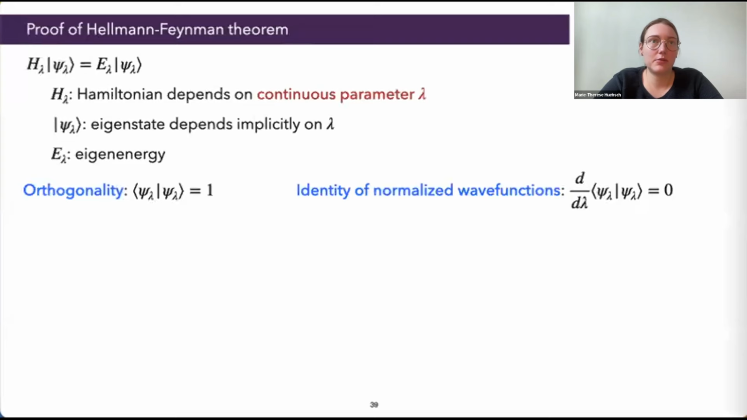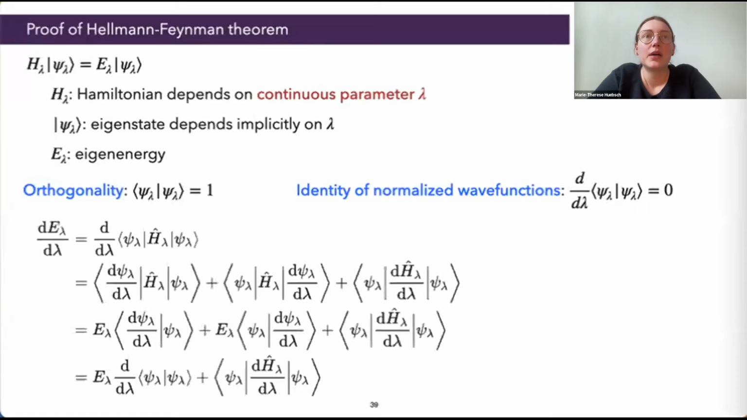Let's see, this is the proof. First, plug in the definition of the energy. Then apply the chain rule. Replace the operator by its eigenvalue and pull them up front. Then the next step is to apply the inverse chain rule and see that due to the identity, the first term actually vanishes. And this is the result.